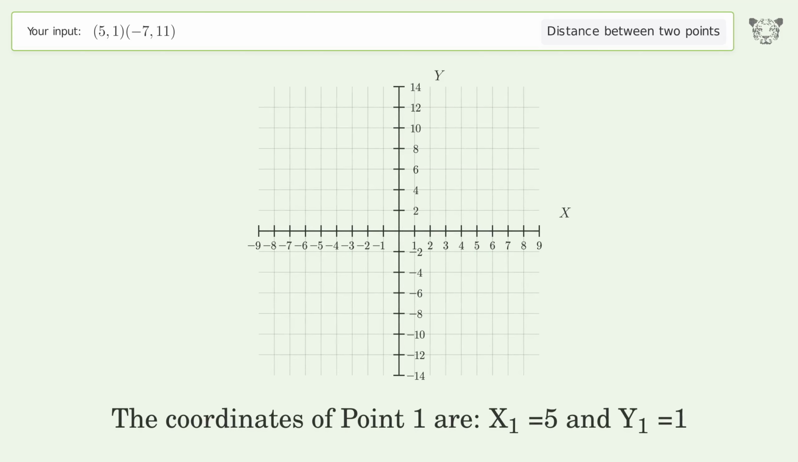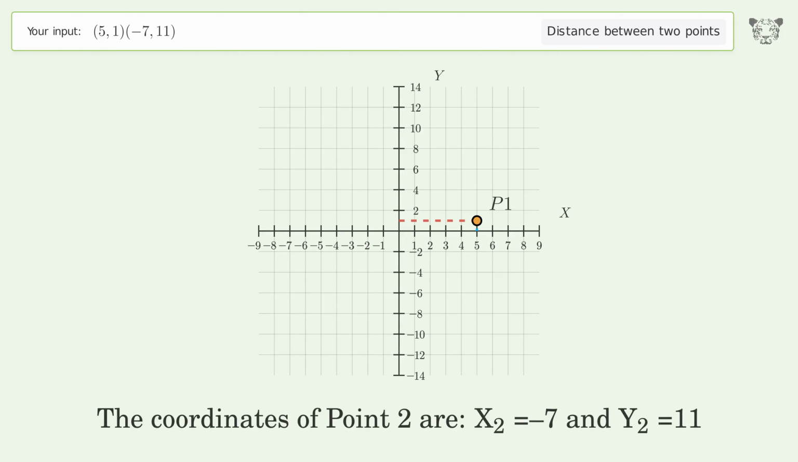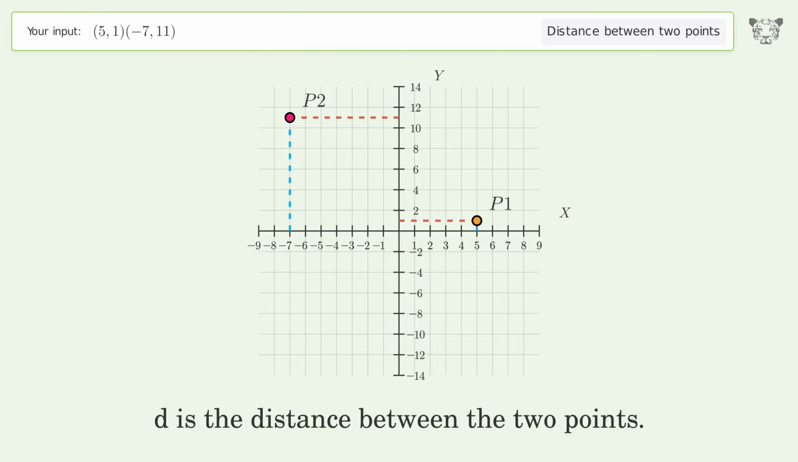The coordinates of point 1 are x1 equals 5 and y1 equals 1. The coordinates of point 2 are x2 equals -7 and y2 equals 11. D is the distance between the 2 points.